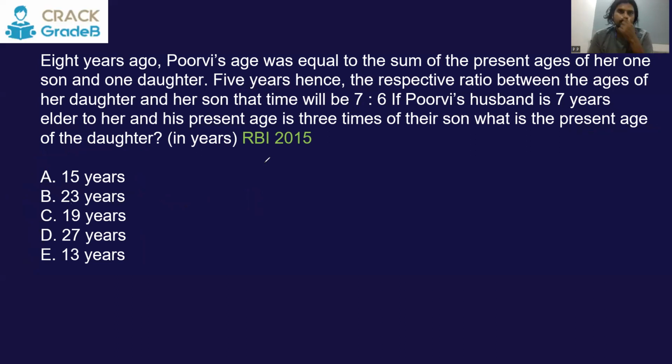But if you want to solve it by the proper method, we can always start our question with the ratio, because ratio enables you to use only one variable, right? So you can say the daughter and son, the ratio is 7:6, means daughter is 7x, son will be 6x. But when? 5 years hence. So presently, daughter will be 5 less than this and son 5 less than this. Now we could come to this statement again. 8 years ago, Purvi's age was equal to the sum of the present ages. So if you say this sum, the sum is 13x minus 10.